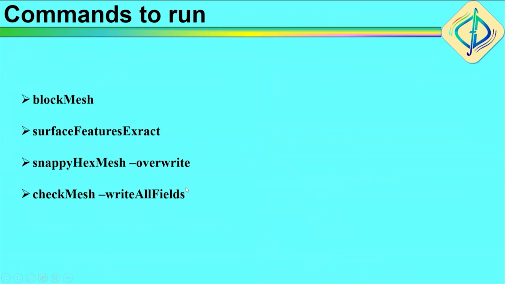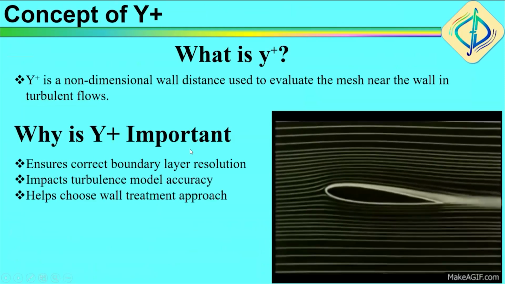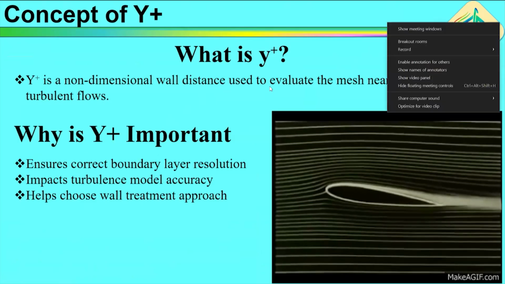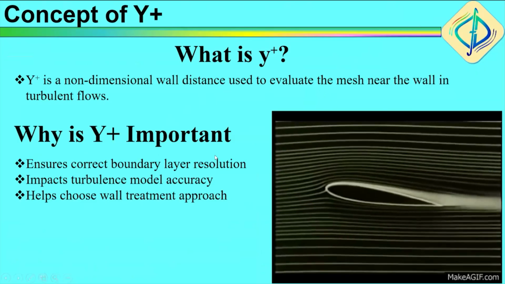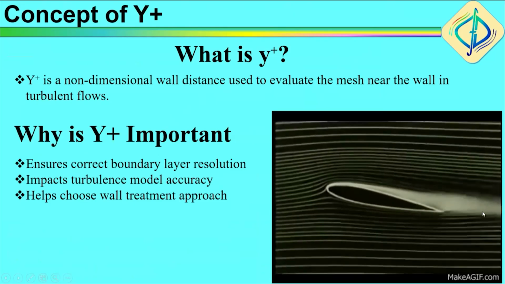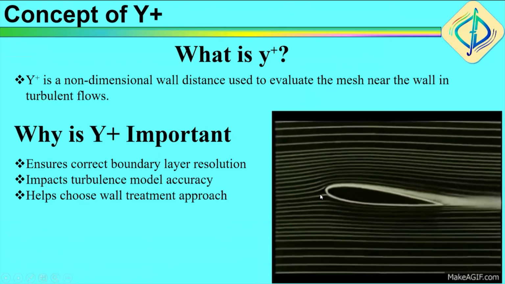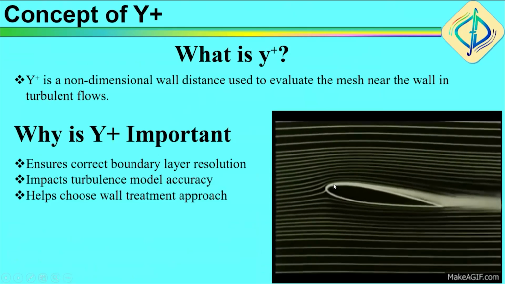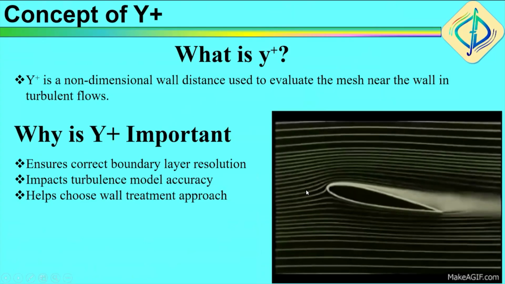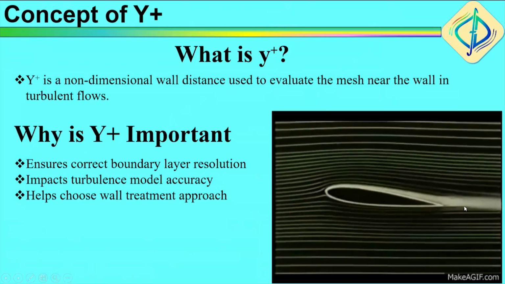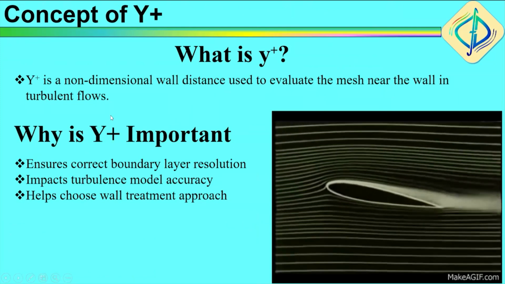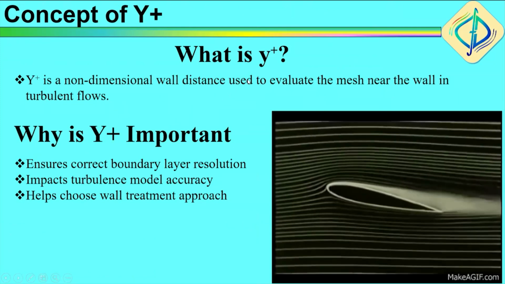So these were the commands that we used in the morning session. Now we will briefly go through Y plus and why it is used. Here you can see there is an airfoil, and the flow separation is occurring. You can change the angle of attack for this airfoil, and calculate the flow separation that is occurring at the trailing edge of the airfoil. So why is Y plus important? Let us first understand what Y plus is.